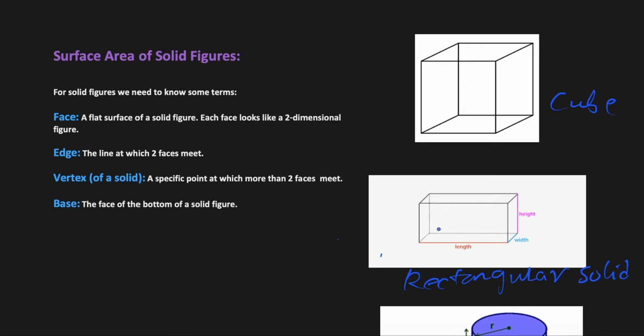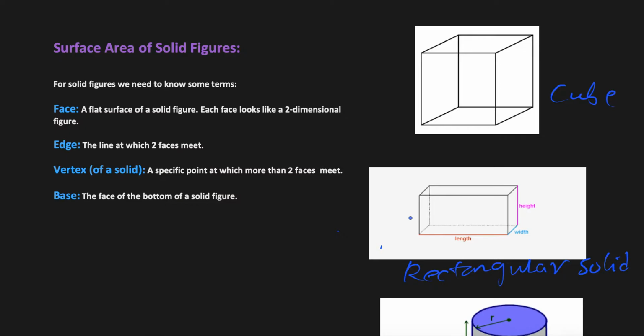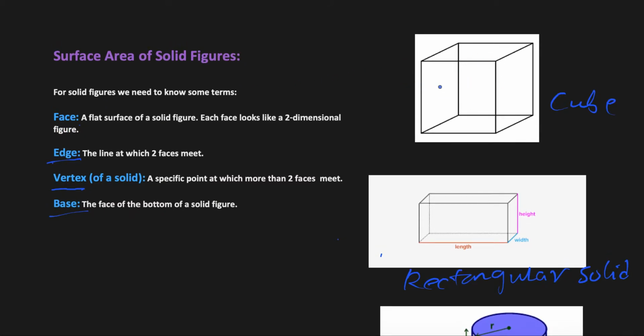Now, before we jump into understanding each of these solid figures, there are some basic terms that we need to focus on. First is face, second is edge, then we'll learn what a vertex is, and then what a base is. Okay, cool. So let's take a cube as our example and try to define each of these terms. A face is nothing but a flat surface.